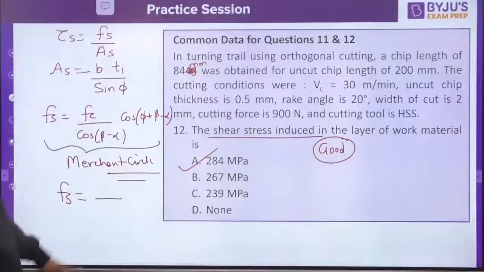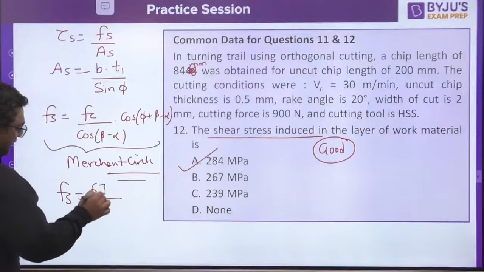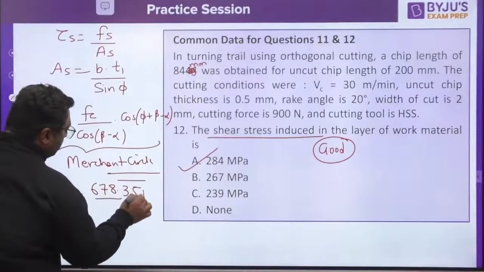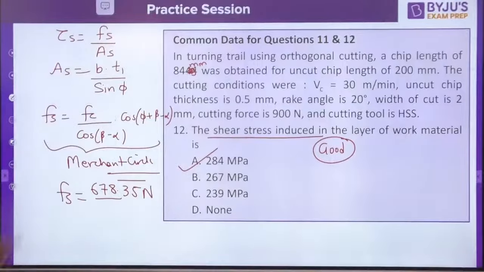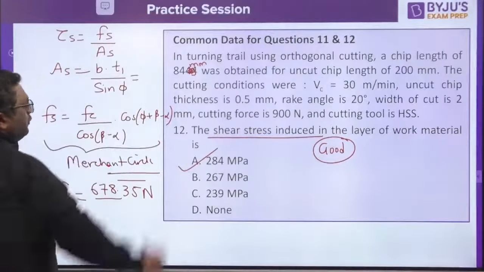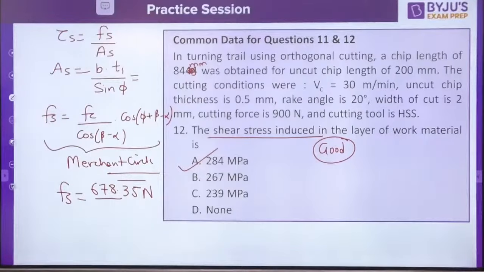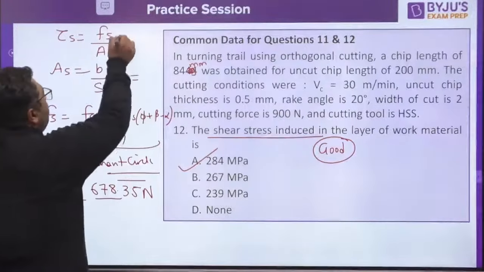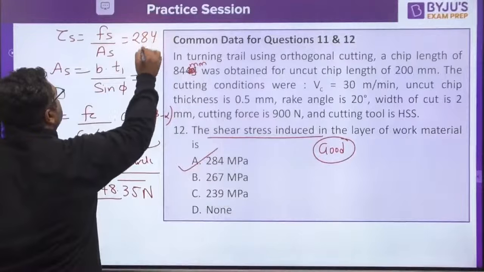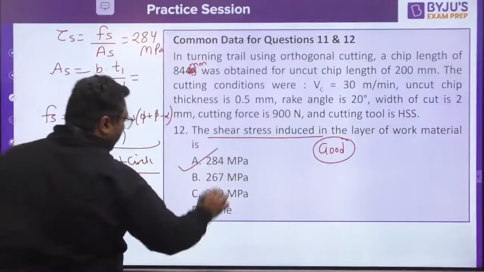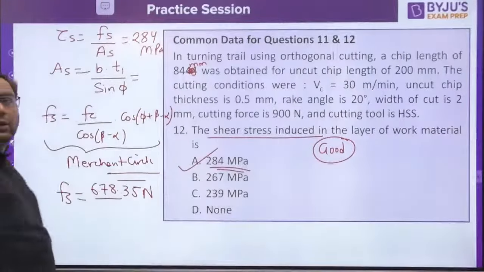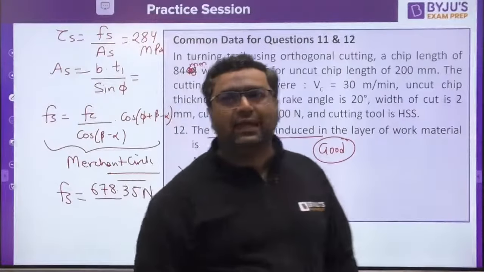So dear, first when you would be putting the value of phi, beta, alpha, you would be getting shear force. Shear force would be coming out to be 678.35 newtons. Okay, now you need to find out the shear area and put the value. I don't have the calculation for shear area, I have directly put the value and you would be getting 284 MPa. A is the answer. Okay, very good Omkar, very good Saikat.